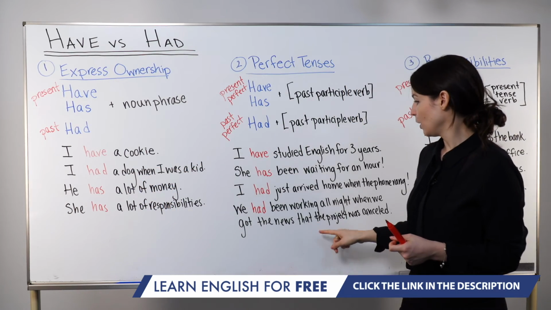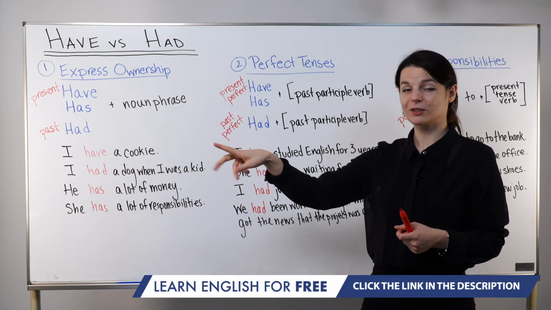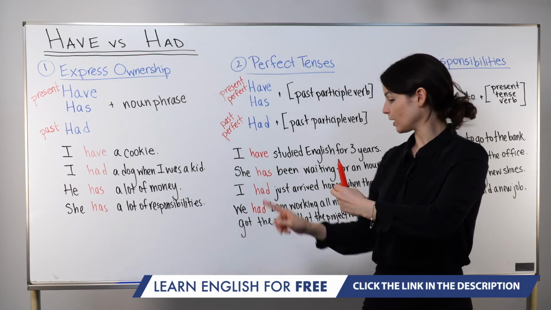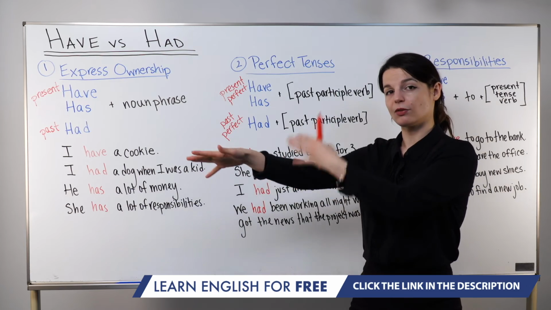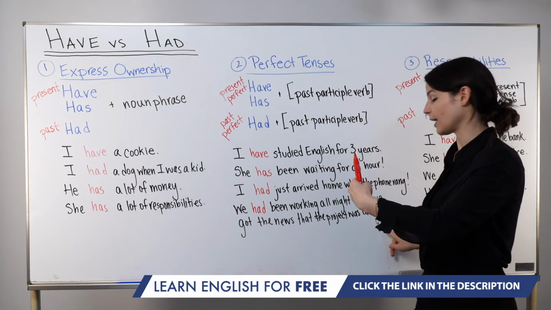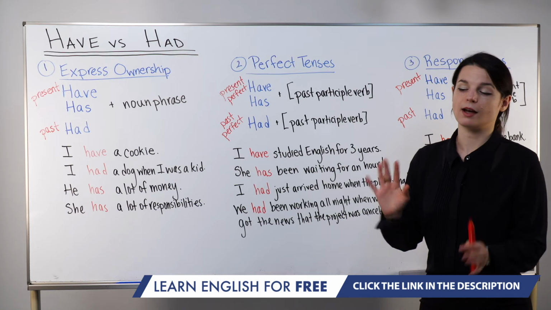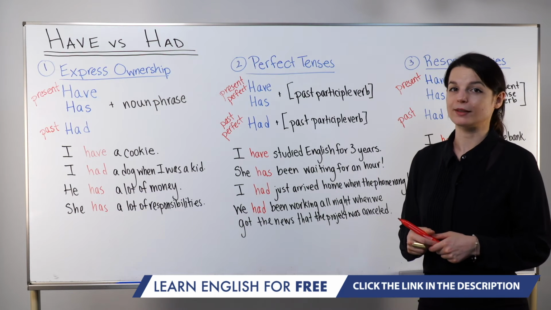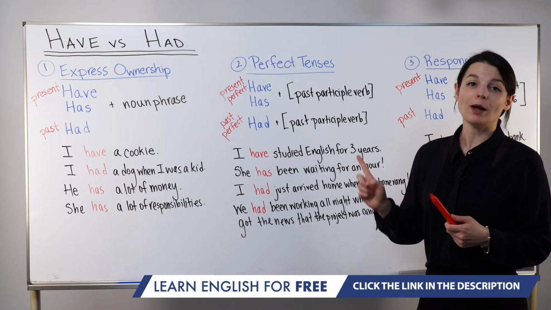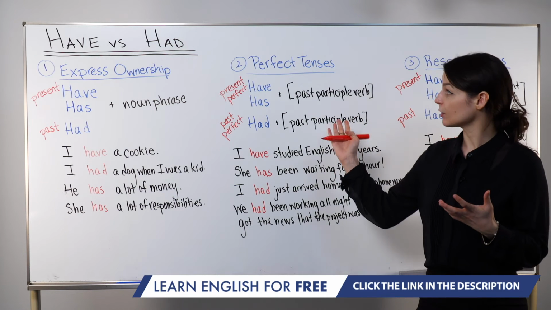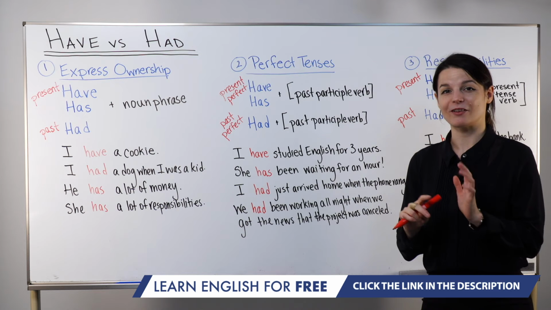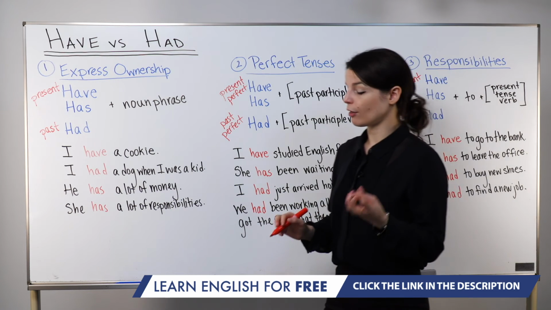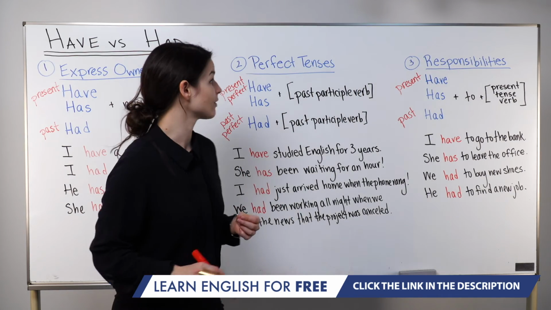Same thing here. We had been working all night, continuing to work, when we got the news. We got, simple past tense, we got the news that the project was canceled. So we use these two past forms together to tell stories in sequence. Okay, so again, if you want more information about these grammar points, please do a search of the YouTube channel or the website. Okay, so let's move on to our third use of these words for this lesson.